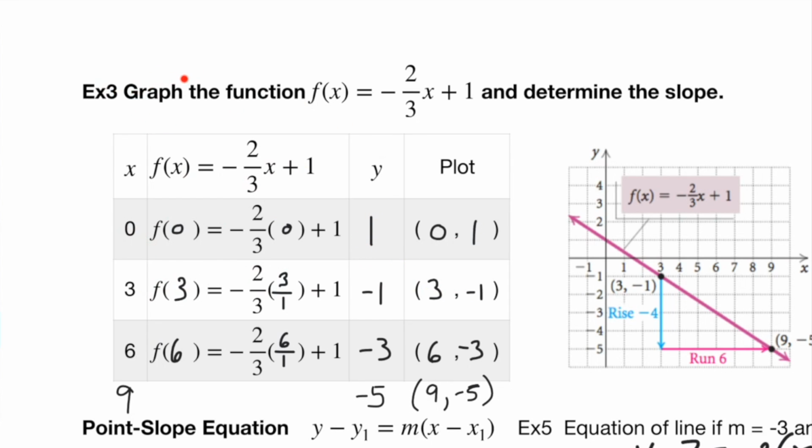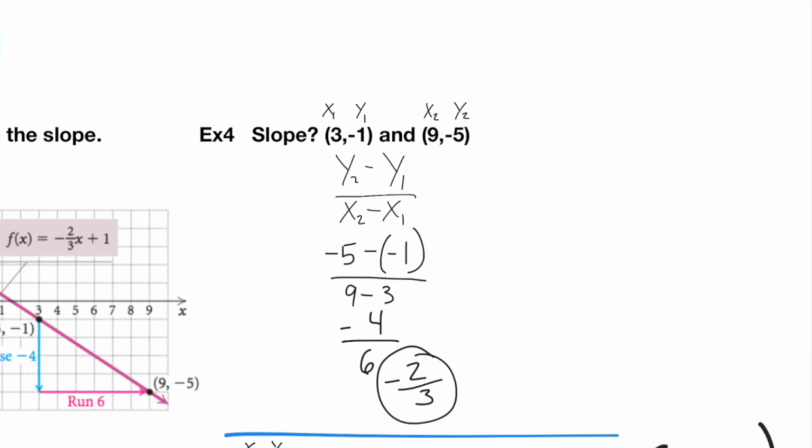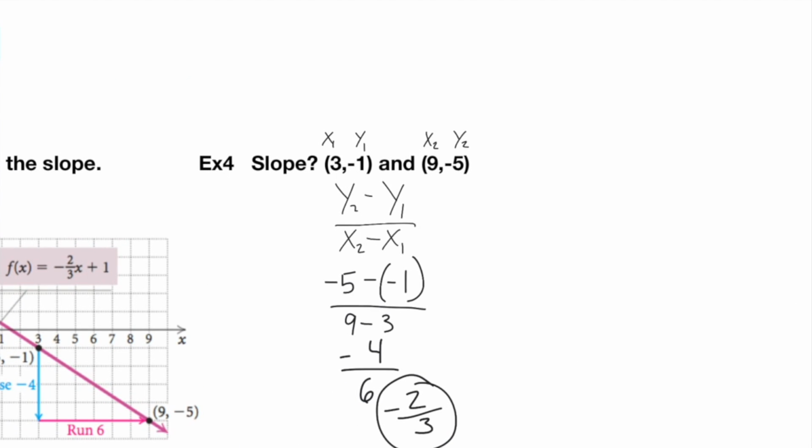When I ask for a graph, I write equation, table, and then graph here. Unless you have a shortcut, like y-intercept and rise over run. So here's how you calculate slope.